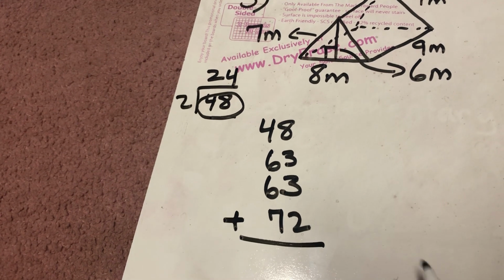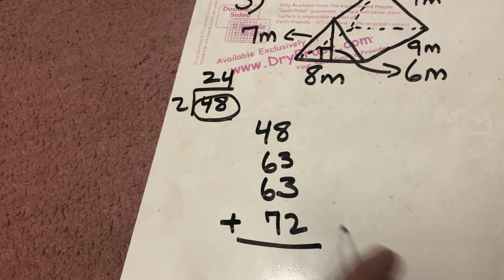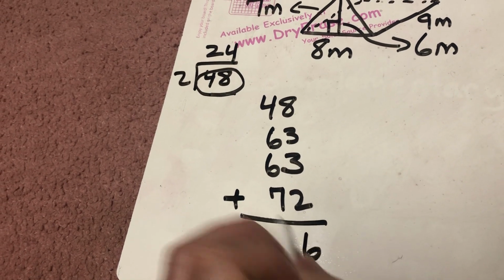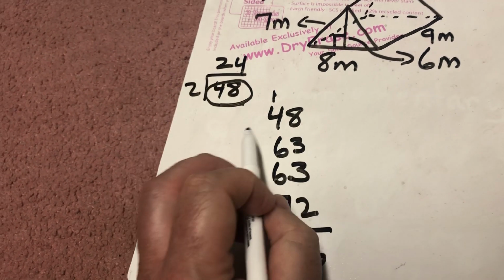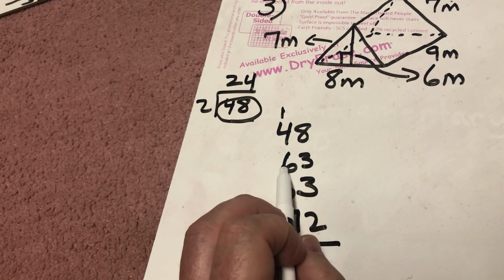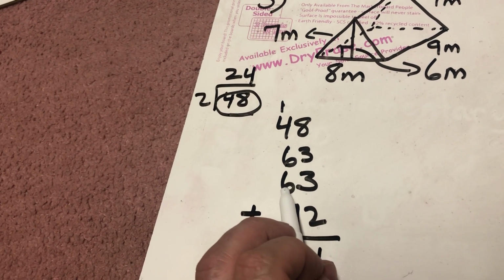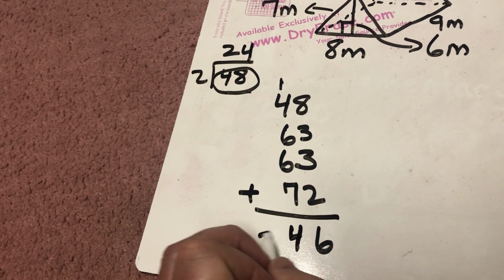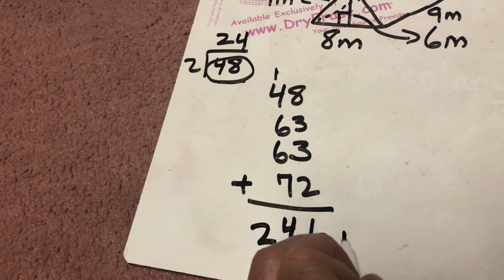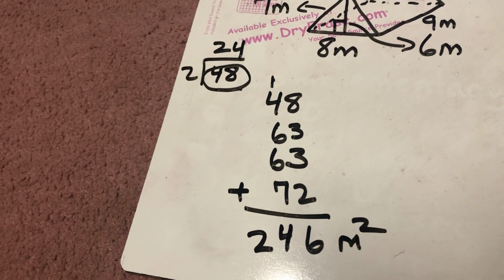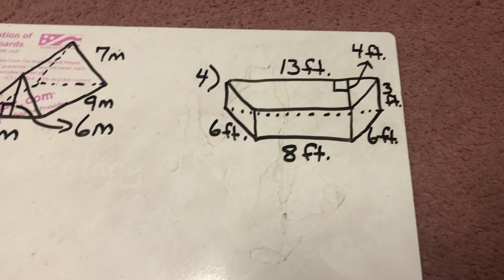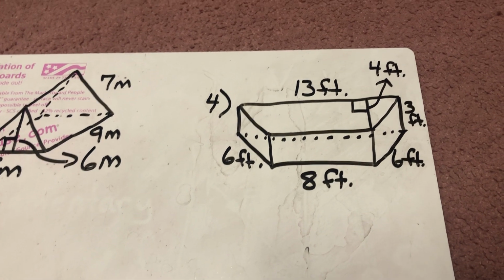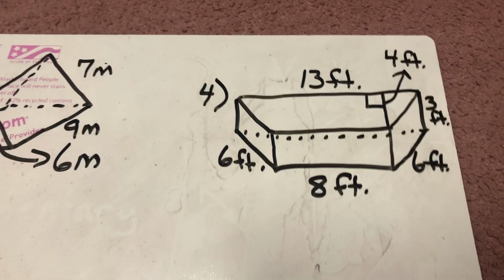Now I'm going to add these together. 8 plus 3 is 11, plus 3 is 14, plus 2 is 16. Put the 6 down, carry the 1. 1 plus 4 is 5, plus 6 is 11, plus 6 is 17, plus 7 is 24, 246 square meters. Last one here for our video on surface area of prisms.